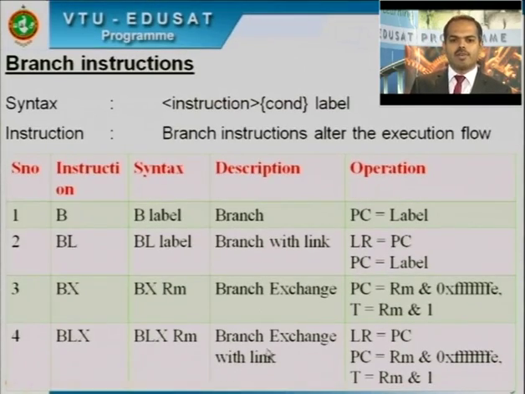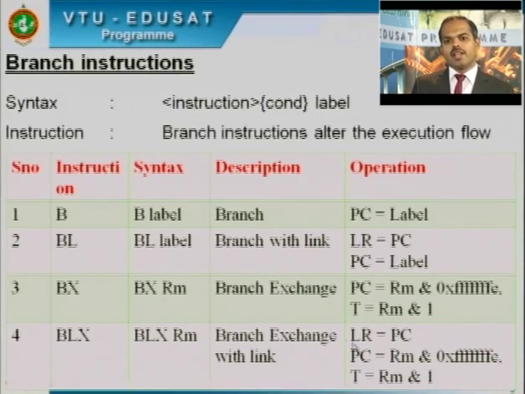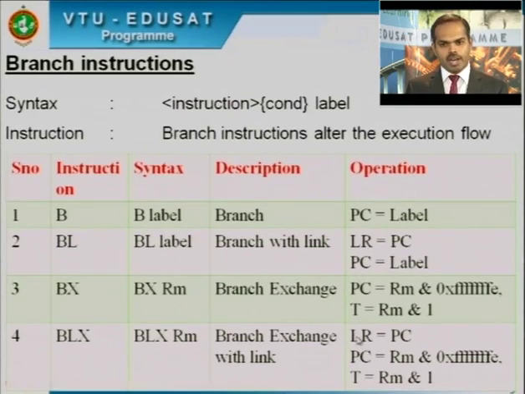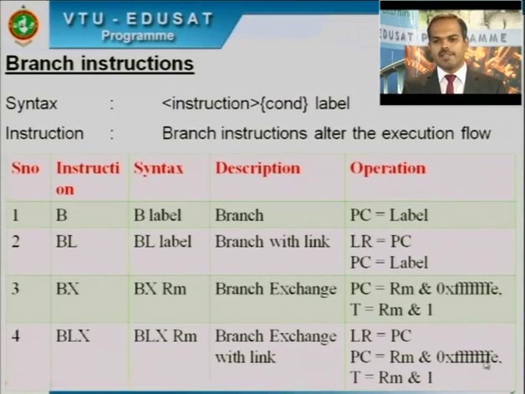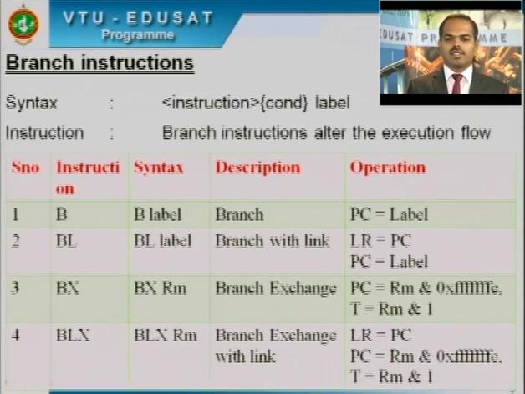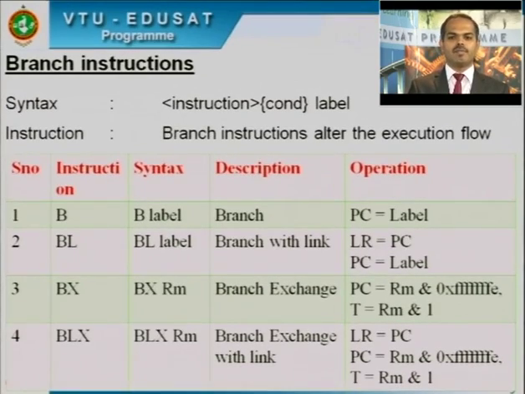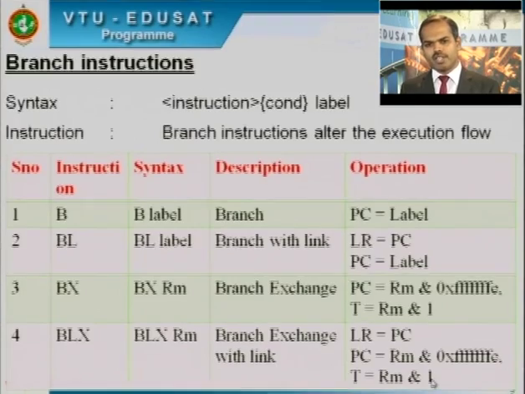BLX stands for branch exchange with link. The syntax for it is BLX space RM. What exactly happens? The LR register holds the current PC value. The PC value is updated with RM ANDed with 0xFFFFFFFE, and T, the Thumb flag in the CPSR register, holds the value RM ANDed with 1. We will see this with a little bit more description in the next slide.